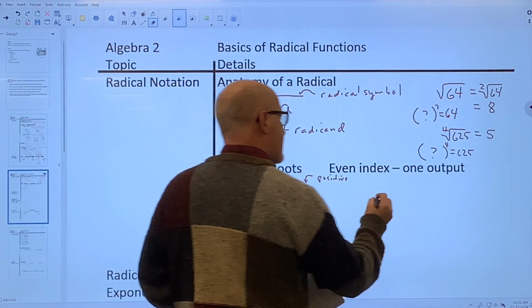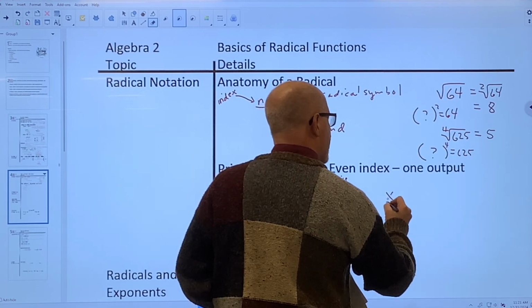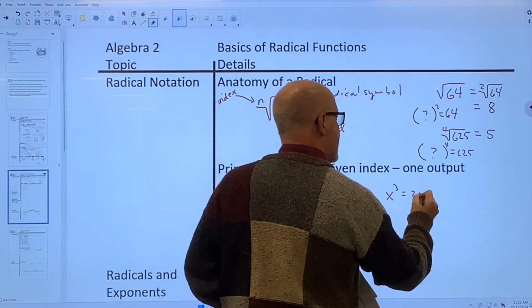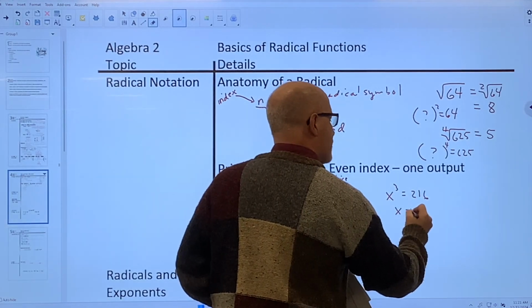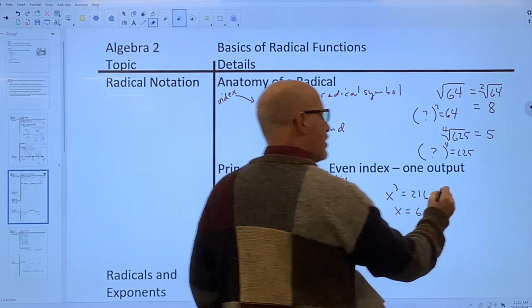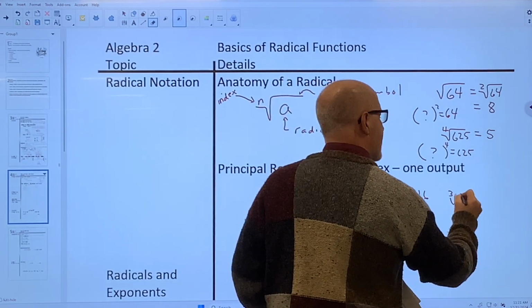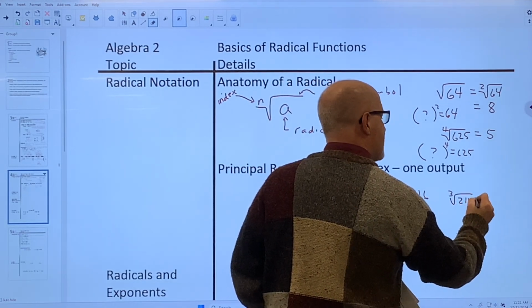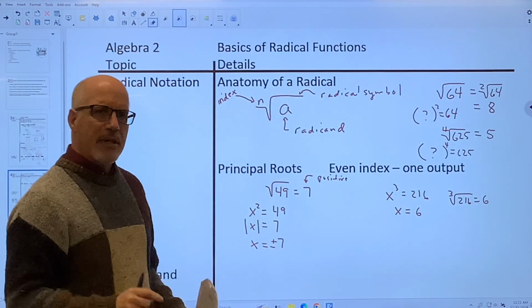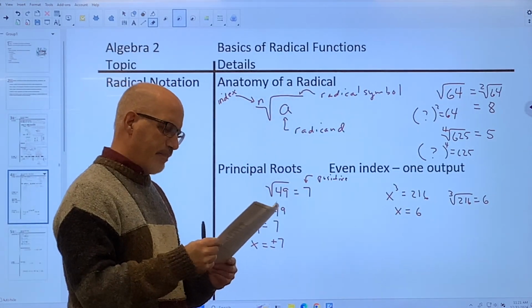So notice that that's not an issue when we do, for instance, x cubed is equal to 216, x is equal to 6, there's no plus or minus to it. So if we do the cube root of 216, that's just going to equal 6. It is going to be one answer, but it'll be the positive answer for it.